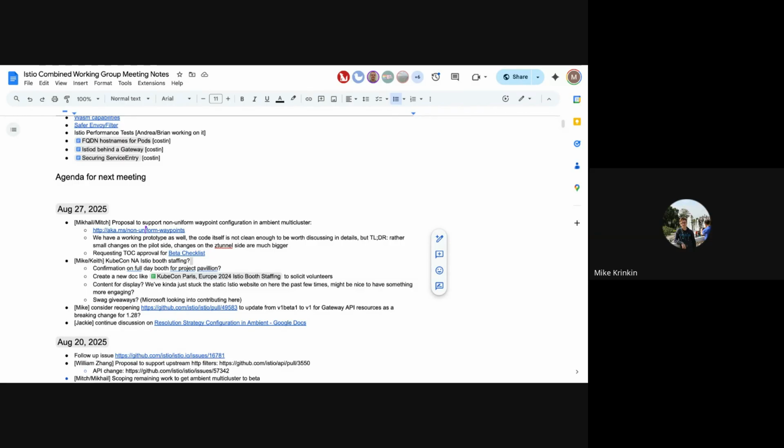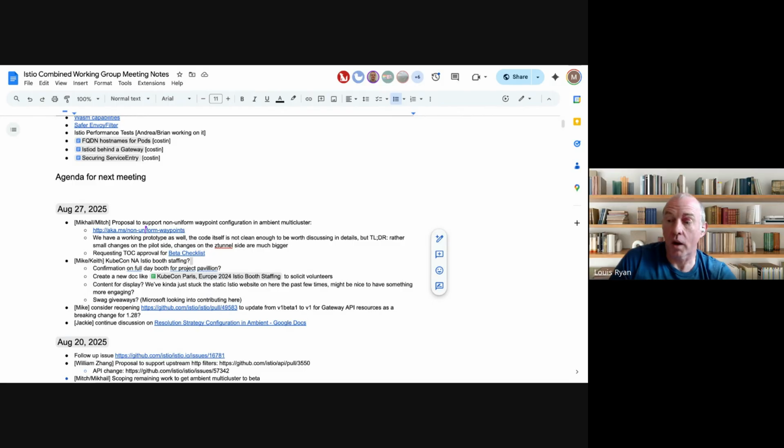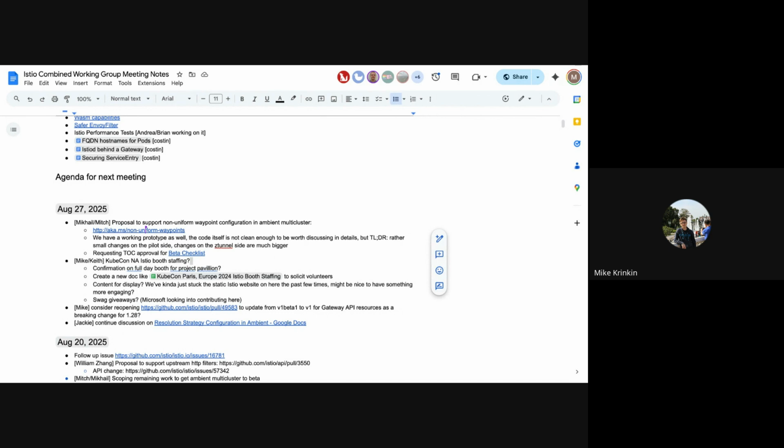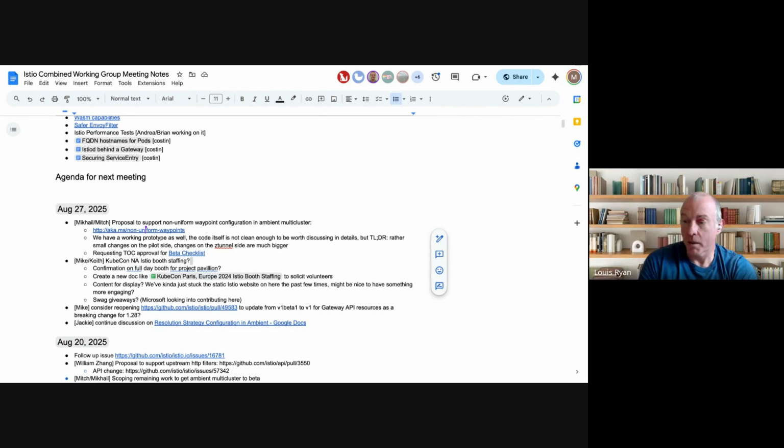But I guess the question here is, are you saying that we should address that problem before we allow non-uniform setups as described in this document? Is it a question of priority, or are you saying they have to be coupled? I want to make sure we have a roadmap that makes sense. If you're asking to prioritize non-uniform waypoints over solving that other problem, it needs to be justified because they're both quite complicated pieces of work.